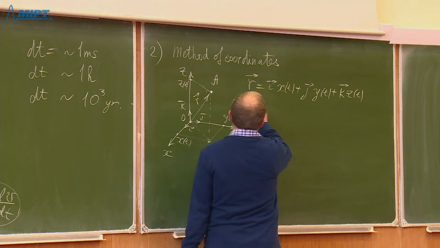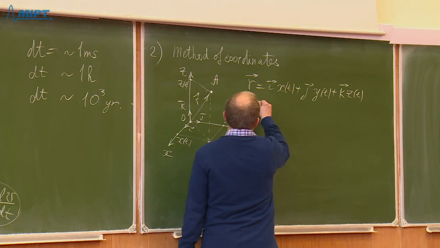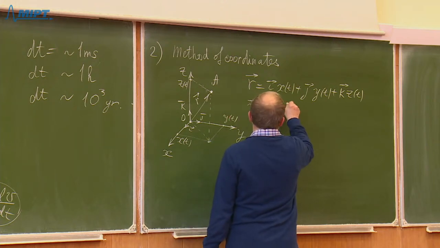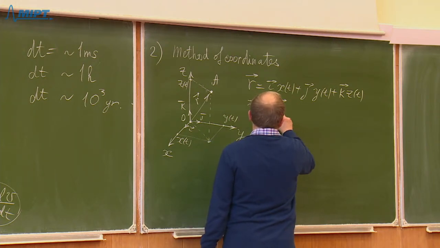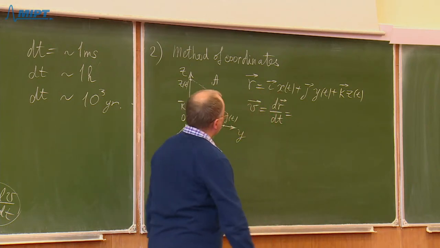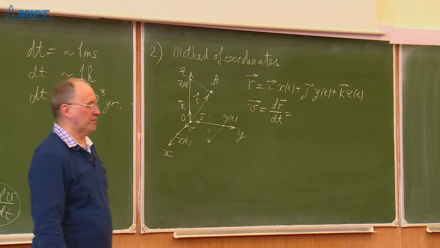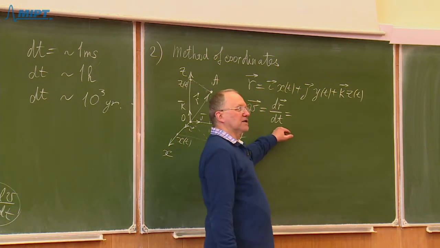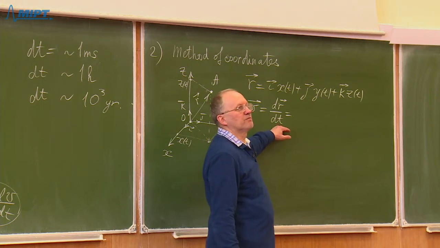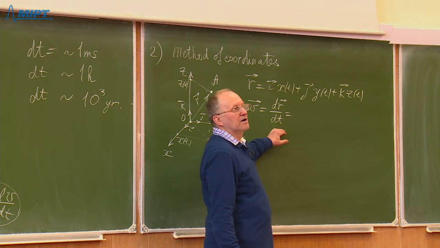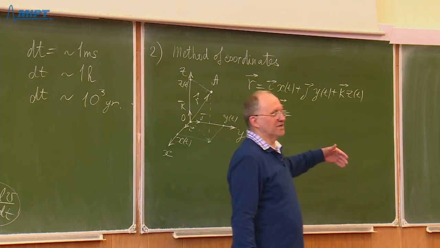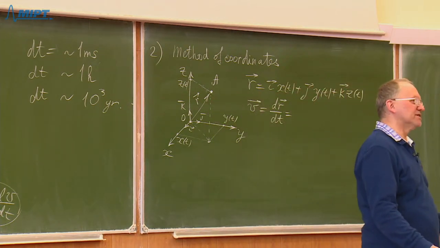Certainly, we can calculate the vector of velocity as the time derivative of vector r. When calculus was developed, two scientists made a major contribution to calculus: Newton and Leibniz. Well, German people say Leibniz, in English they say Leibniz.